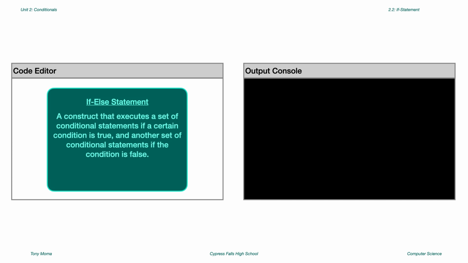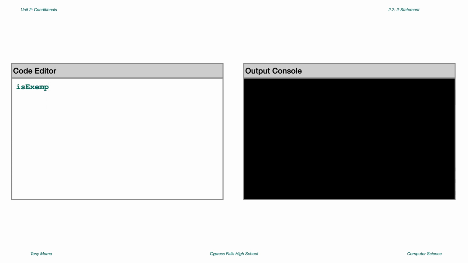An if-else statement is a construct that executes a set of conditional statements if a certain condition is true, and another set of conditional statements if the condition is false. This is also known as a two-way statement, since there are two directions the program could go in, depending on whether or not the condition is true or false. Let's illustrate this with an example.